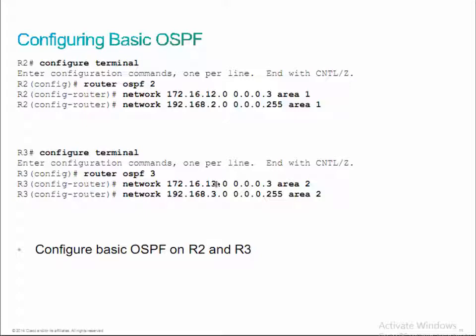This process ID, I usually make it the same. It just makes it simple. But the process ID is locally significant to the router, and it simply identifies the process of OSPF within the router itself. So you can actually run multiple OSPF processes on the router. Maybe you have two different OSPF autonomous systems that you're participating in, so you'd have two different processes on the local router. It is an ID that you select. There aren't registered numbers versus unregistered numbers, and again, it's locally significant to the router. So on router number 2, they've decided to use process ID number 2, and on router number 3, they've decided to use process ID number 3.